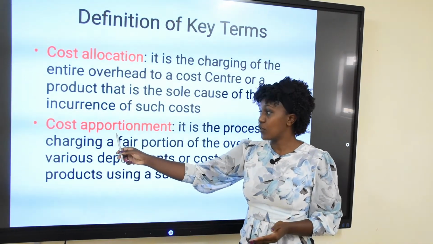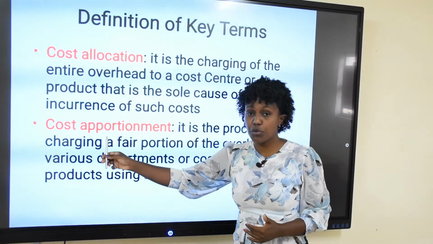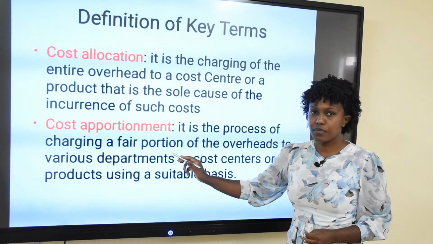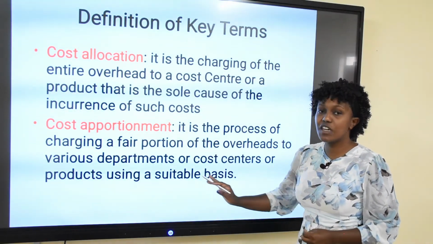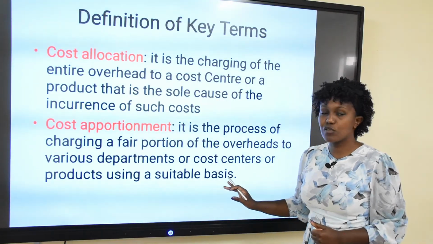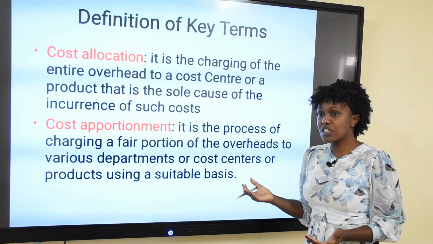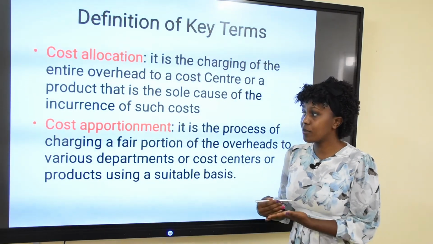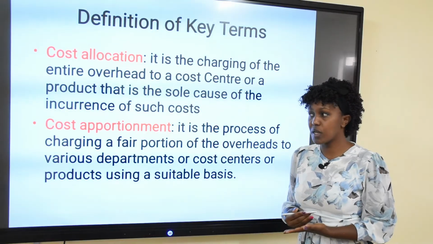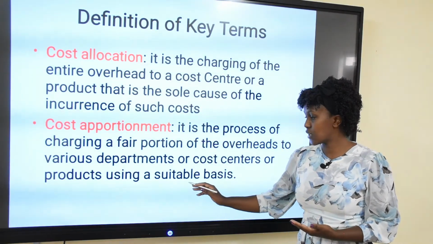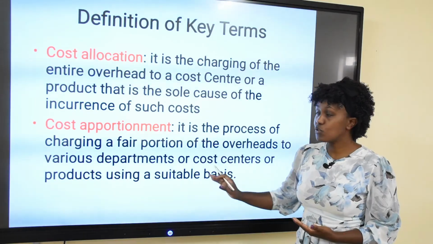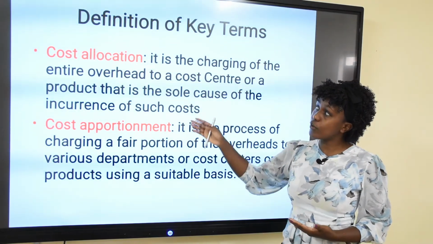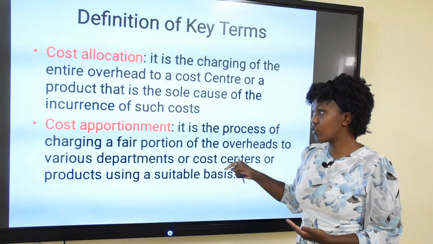So I repeat that cost apportionment is where now you charge a fair portion of the organization overhead to various departments using a suitable basis. So you choose which is the suitable basis that we can use to apportion the overheads. And when you are going to come to cost allocation and apportionment as a topic, we are going to see different bases or suitable bases that we can use to divide a cost amongst different departments. So those are the terminologies that we are going to be using in cost accounting.